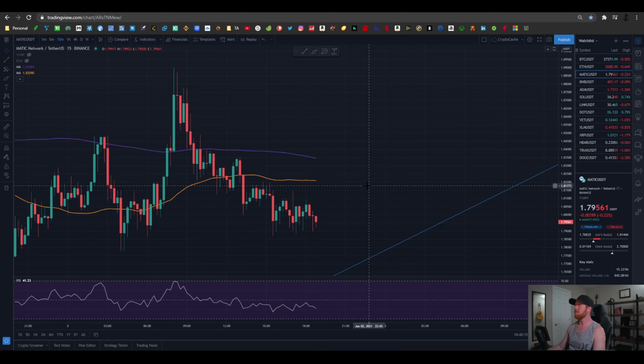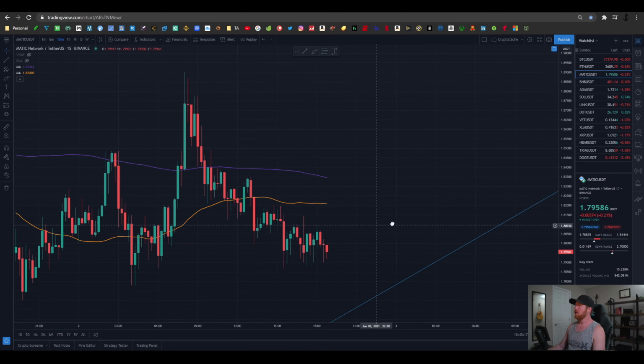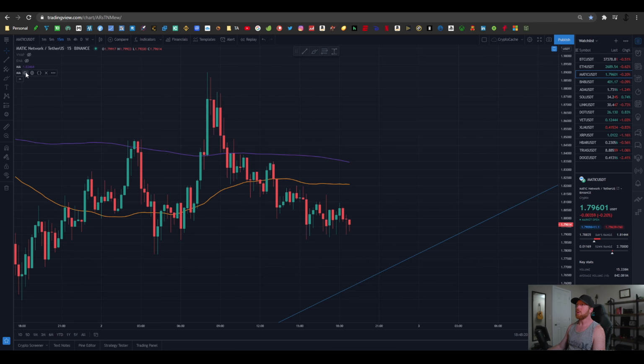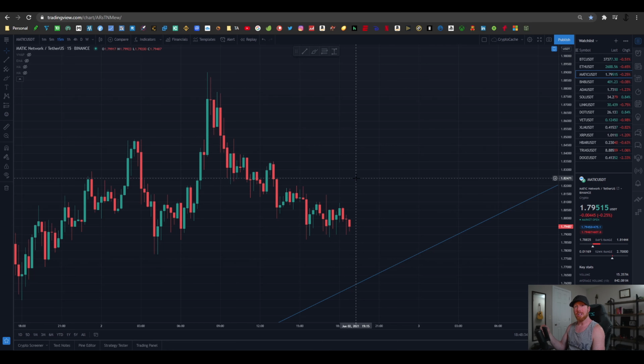Moving on to the 15-minute. What I do first and foremost is remove the moving averages, because the simple moving averages are less effective on shorter time frames. So for anything under 15 minutes, or actually more so an hour or less, you're going to want to use an exponential moving average instead, and also likely the volume weighted average price.